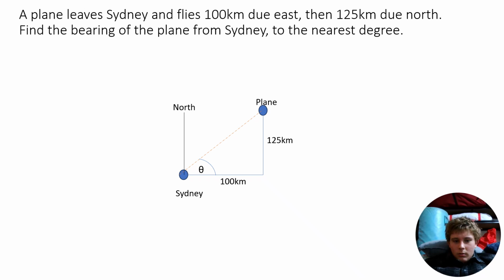So what we're going to do here, we know that it's going east, north. We know that this angle, it's going to be tan. So tan theta equals 125 over 100 km.